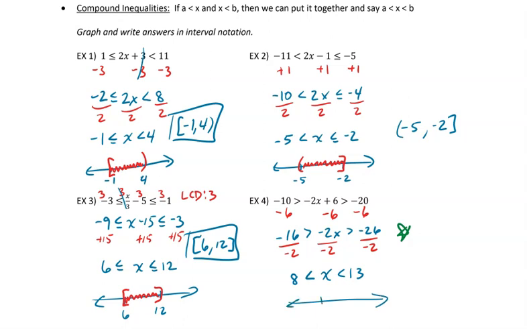Put this last one on a graph. So 8 to 13, shade in the middle, parentheses on both, and we get 8 to 13 as our answer.